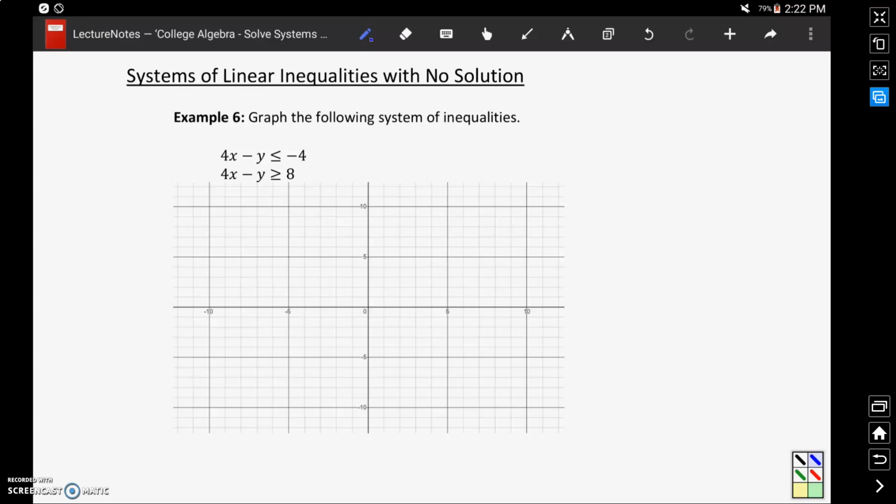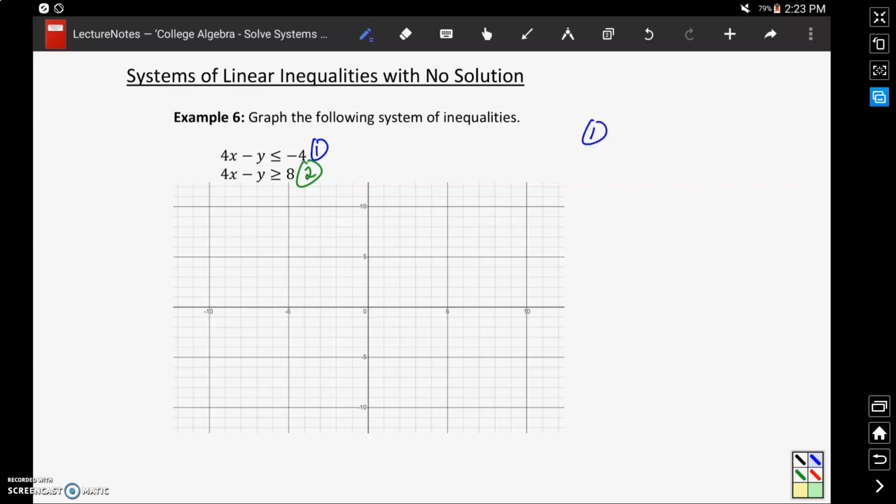There are cases where a system of linear inequalities can have no solution, meaning there's no shared region containing points that satisfy both inequality statements. And we'll look at an example of that in this case.